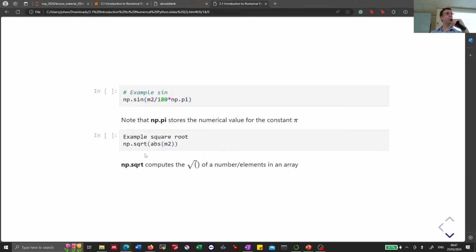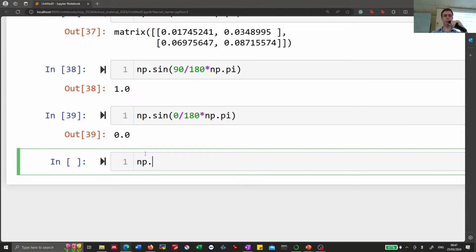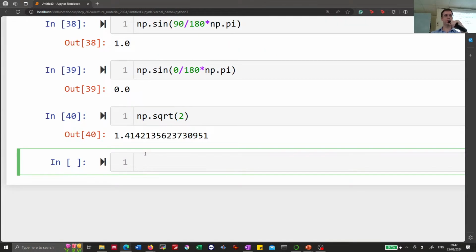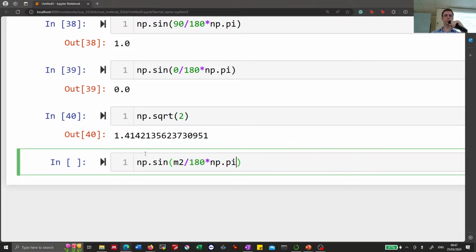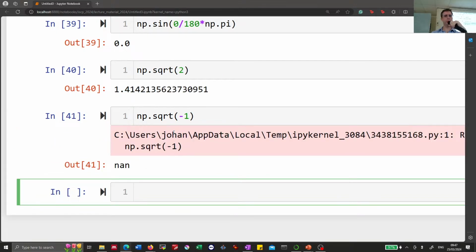Square root also works element-wise. What's a good test for square root? Let's see. We can have numpy square root 2, right? That's 1.4 something something. How about numpy square root minus 1? What do we get? Okay, it doesn't work, right?